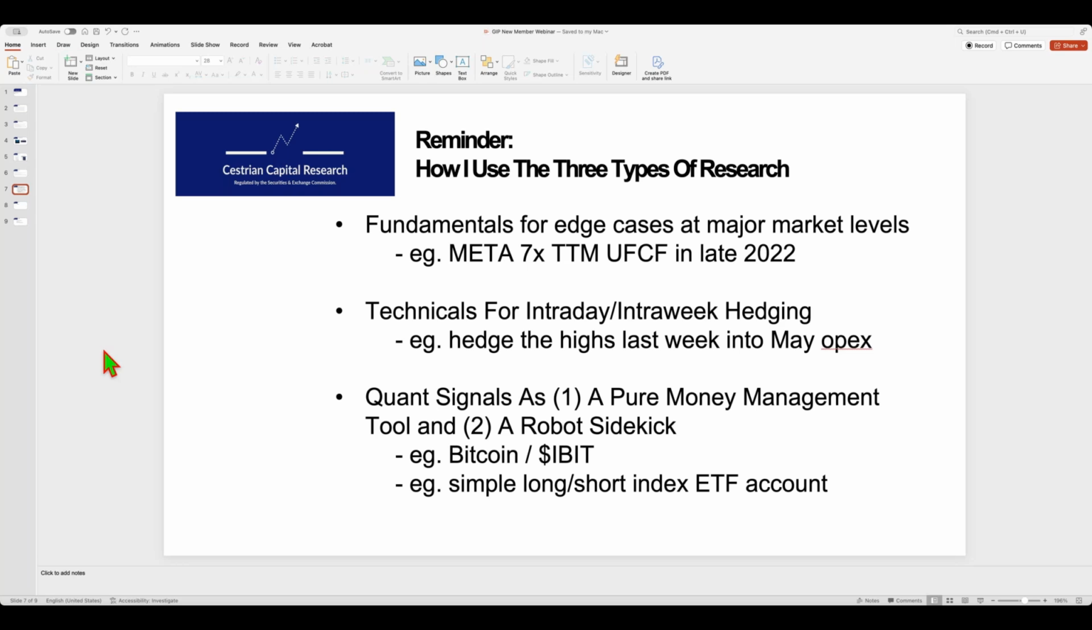And then quant signals I use, as I've said, in one way as a pure direct action on the signal, the all on black, all out and all in cash method, and I do that for IBIT. And then also, I call it a robot sidekick, which is just to keep an eye on what a cold as ice machine makes of the current risk environment. That would tell me, if I wanted to buy some of a particular stock heading into earnings, would I be minded to buy a lot of it or just a little bit? Some of that will be to do with the stock, and some of it will be to do with the overall market risk environment.